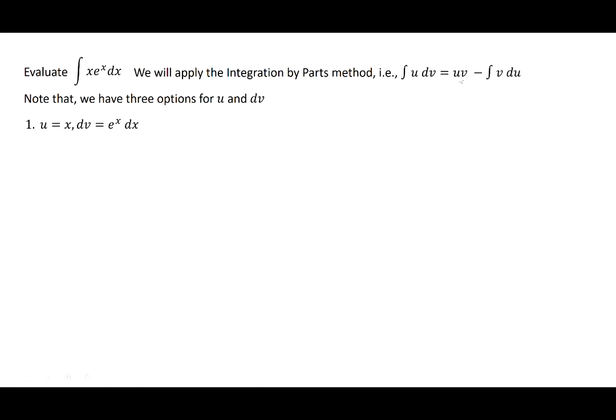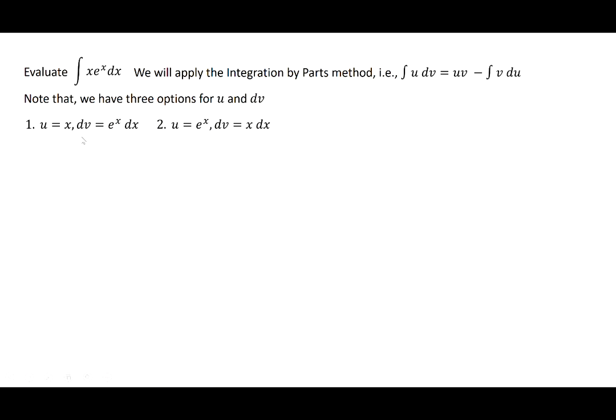So that means we know u, we know v. All we need to do is, we also need a du. Can we figure out du? Yep, we know u to be x, so du is the derivative of x, which is 1 times dx. So du would be dx. So we know everything on the right hand side. All we need to do is plug in and integrate. So let's go ahead and do that.